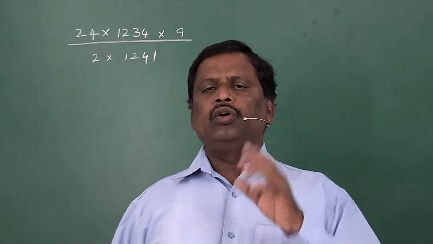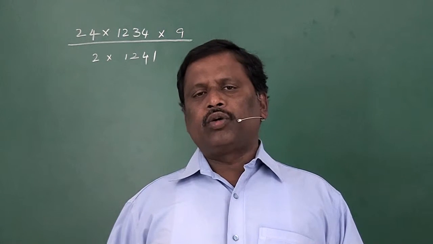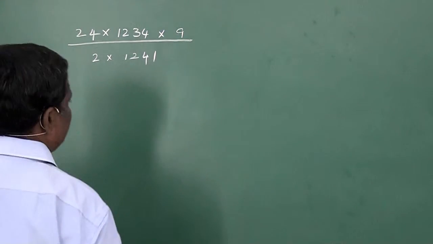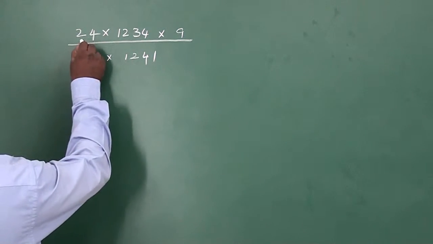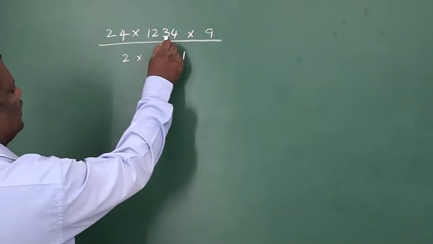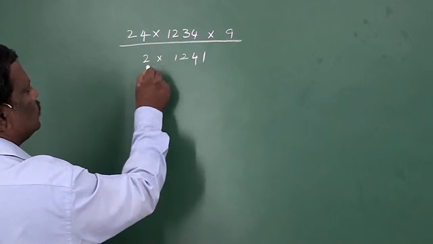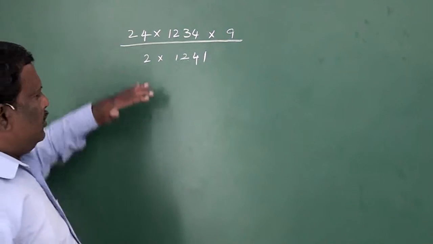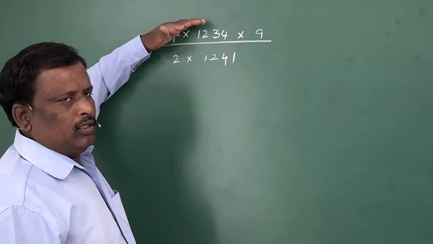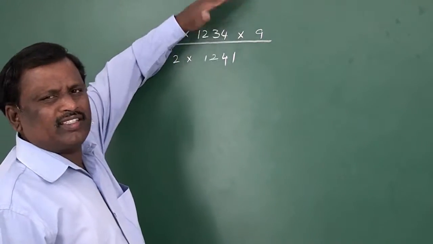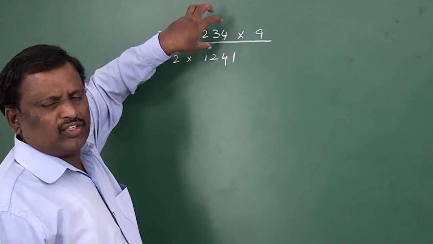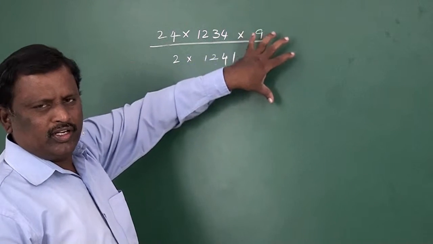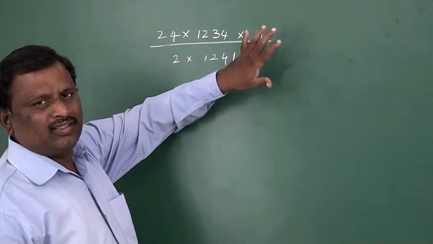Now let us see how we can calculate it and how you can solve this problem. For example, here we have one problem in which we have 24 into 1234 into 9 by 2 into 1241. If you use the traditional path, you can cancel it to a certain extent, but it's very difficult for us to get the final answer. If you use logarithmic tables, it is very easy for us to get the answer.